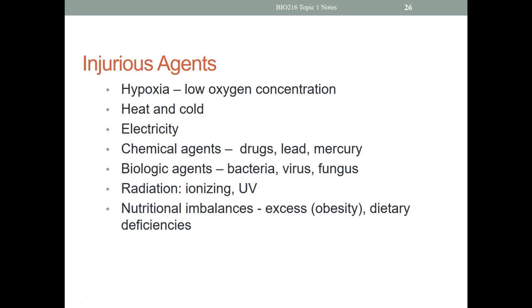Okay, let's talk about injurious agents. So these are what kinds of things can damage cells. Hypoxia. This refers to a low oxygen concentration. Extremes of heat and cold. Electricity. Chemical agents such as drugs, lead, mercury. Biological agents. These include bacteria, viruses, fungus. Radiation. This could be ionizing or UV radiation. Nutritional imbalances. This could be in terms of excess, obesity, or dietary deficiencies.